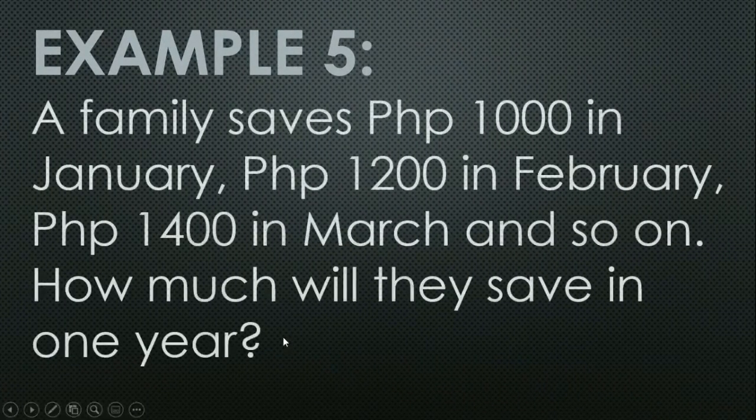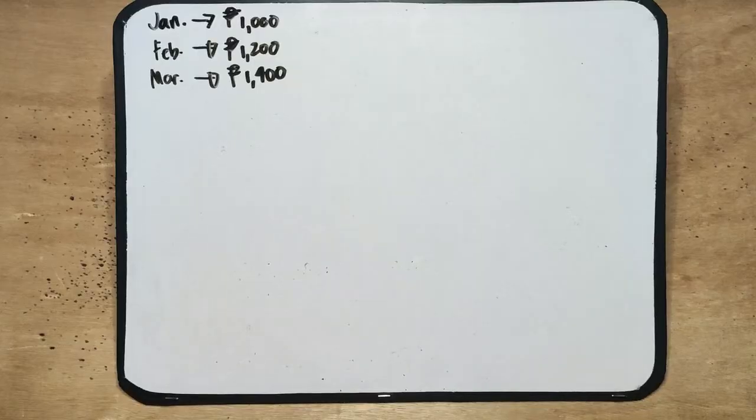Example number 5. A family saves 1,000 in January, 1,200 in February, and 1,400 in March, and so on. How much will they save in 1 year? For the solution, watch this video. So in this example, we try to solve this problem. A family saves 1,000 pesos in January, 1,200 in February, 1,400 in March, and so on. How much will they save in 1 year?